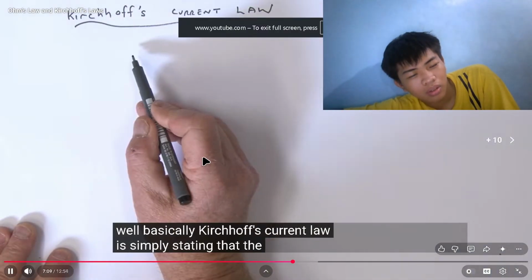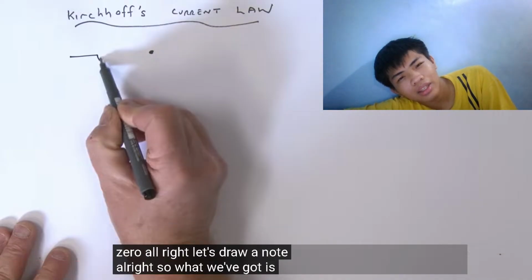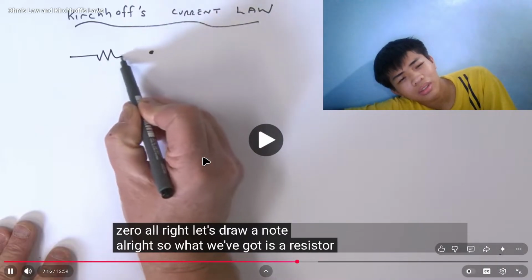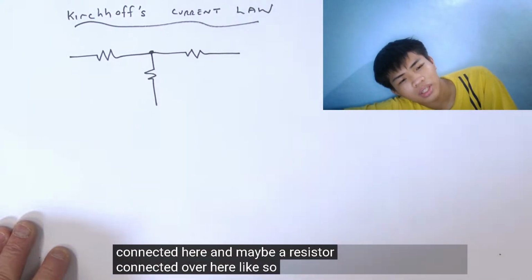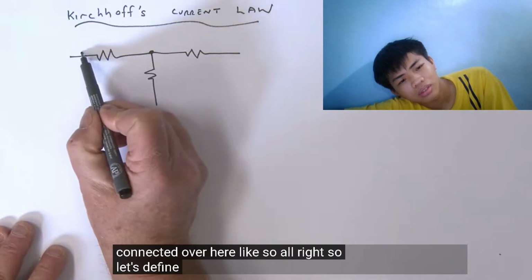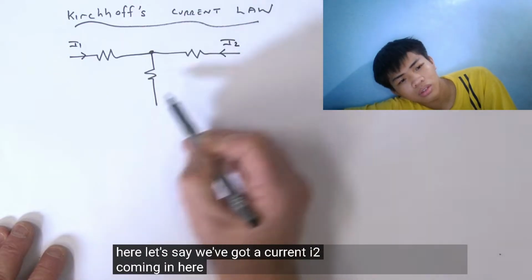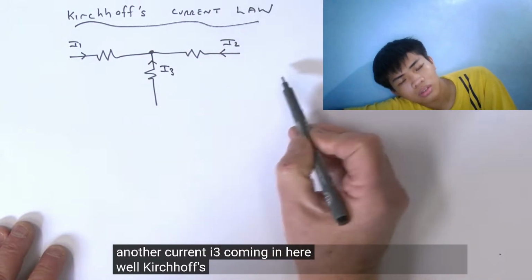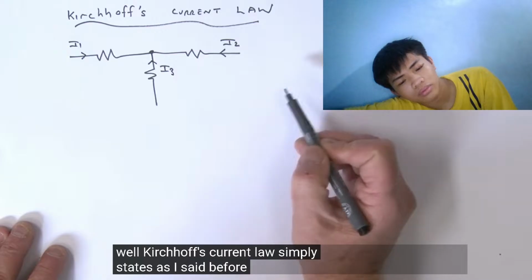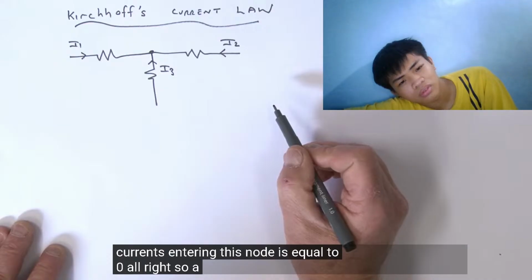All right, so what we've got is Kirchhoff's current law, which is about the sum of all the currents. Let's say we have a resistor connected here, a resistor connected here, and maybe a resistor connected over here, like so. All right, so let's define a current direction I1 here. Let's say we've got a current I2 coming in here, and another current I3 coming in here. Well, Kirchhoff's current law simply states that, as I said before, the sum of the currents entering this node is equal to 0.